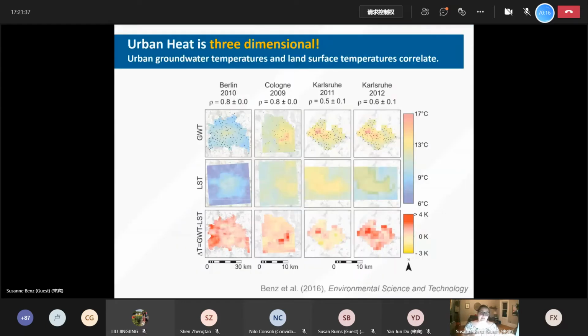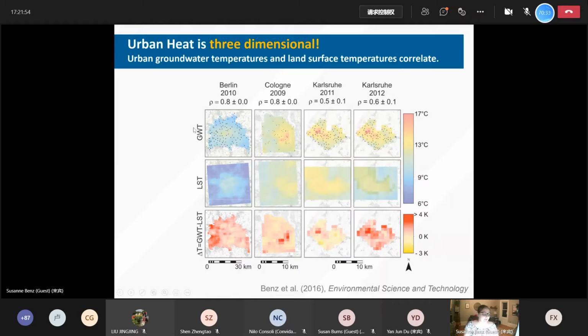However, this urban heat island phenomenon is three-dimensional. It's not just at the surface, but we can also find it underground, which is what you're seeing here in the example of 3 German cities. We have Berlin, Cologne, and then Karlsruhe 2 times for 2 different years.